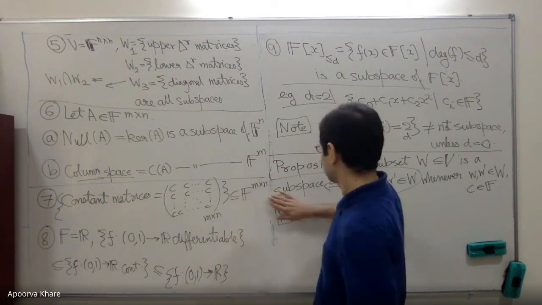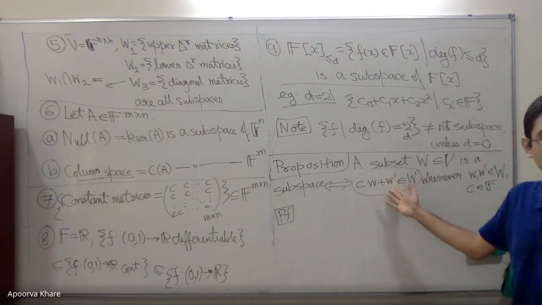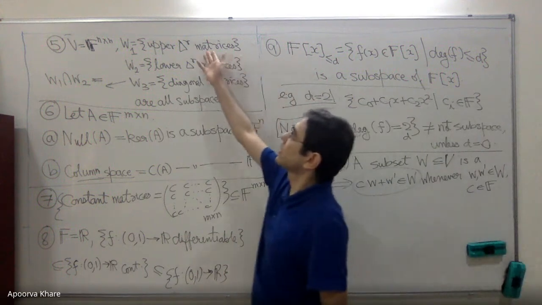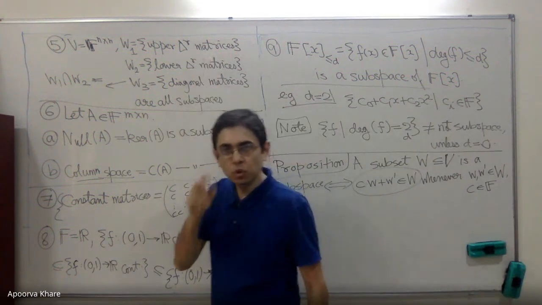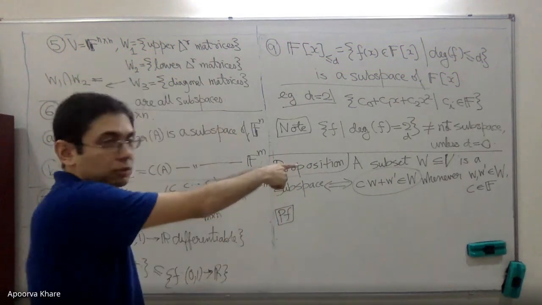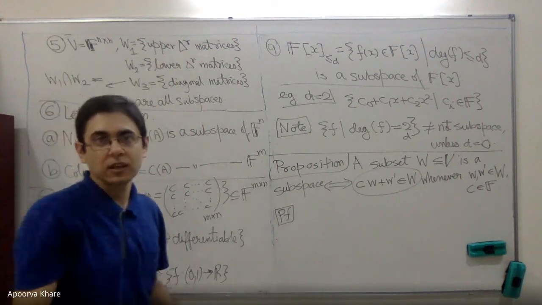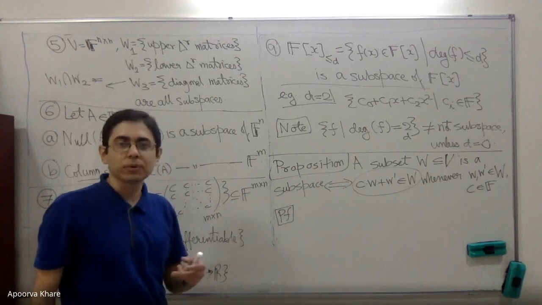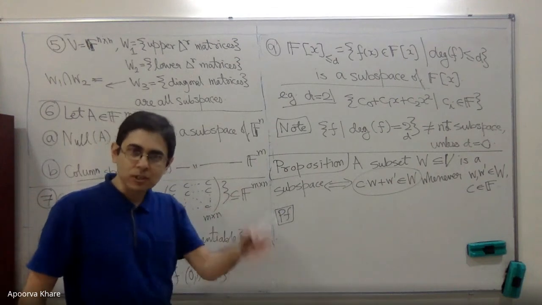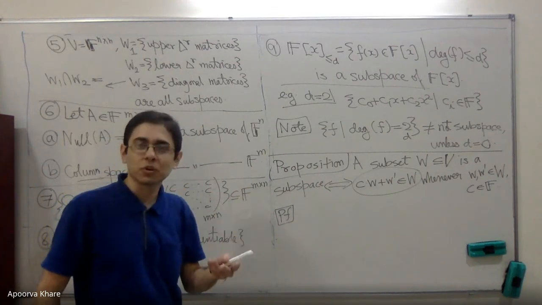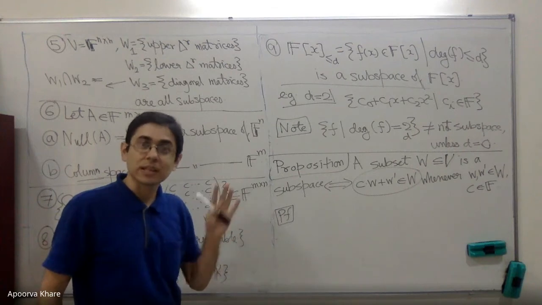Before we prove this, let's look at this condition and apply it to upper triangular matrices. If you have two, W and W prime, which are both upper triangular matrices, and you have a scalar C, then what can you say about C times an upper triangular matrix? Well, the entries below the diagonal are still C times 0, which is 0. So it stays upper triangular.